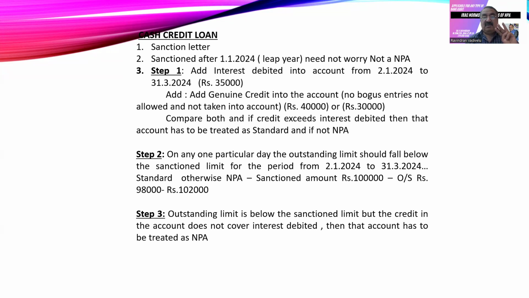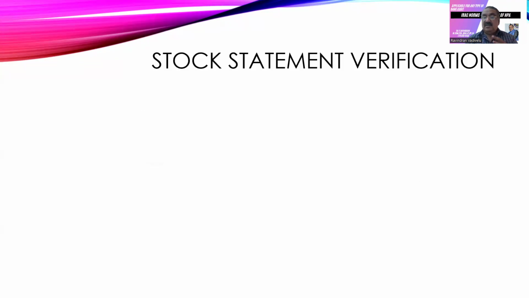So these are the 3 methods you have to remember. This is a basic calculation, but there are 8 methods, and only on considering all 8 methods can you classify the cash credit loan as NPA. Now I am moving to step 4.